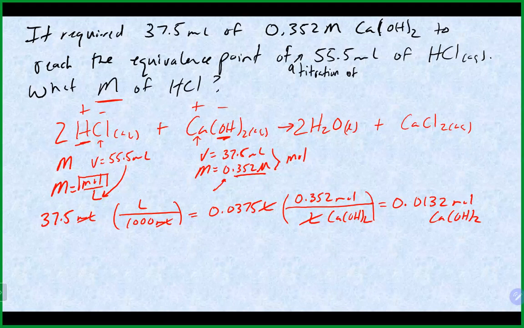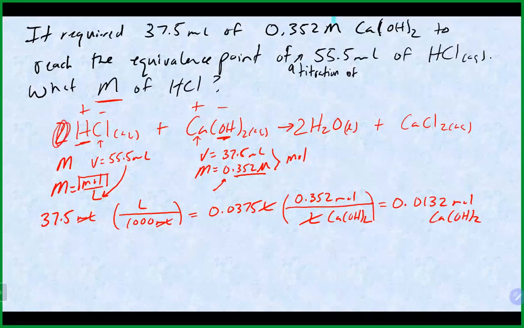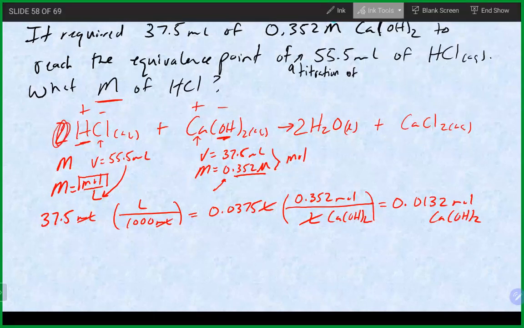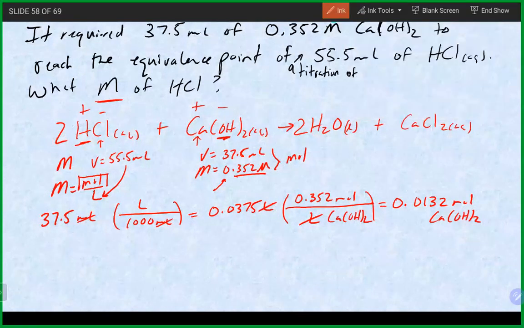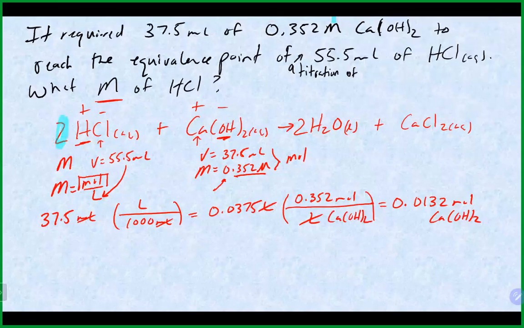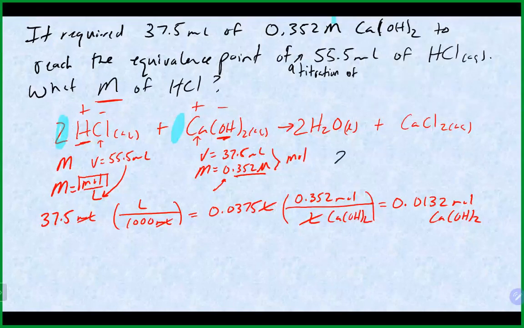Now we need to get to our HCl. So again, using the balanced equation, we could see a 2 to 1 relationship there. So it's a 2 to 1 relationship between those two guys. So for every 2 moles of our HCl, we get 1 mole of our calcium hydroxide. And that's what's going to allow us to get to the moles of HCl, which is really what we need to finish this calculation.